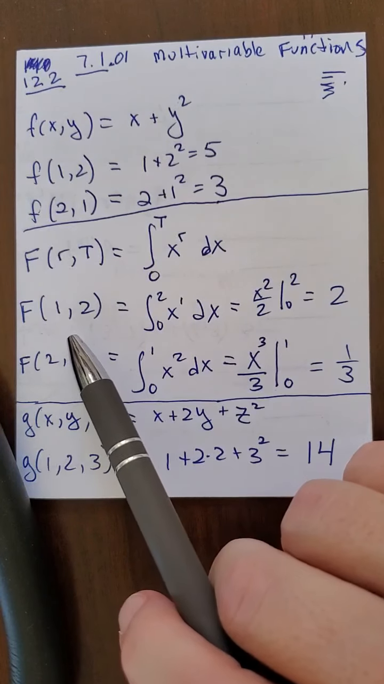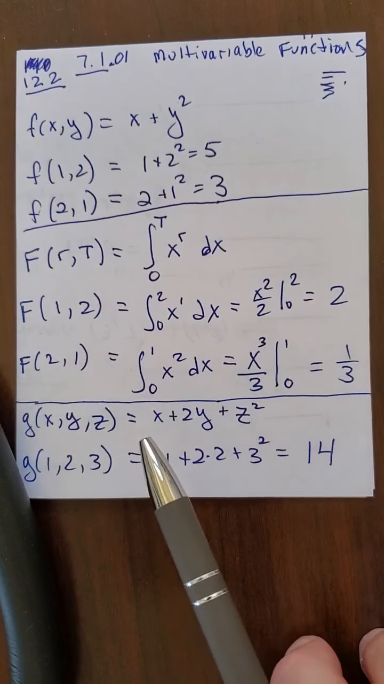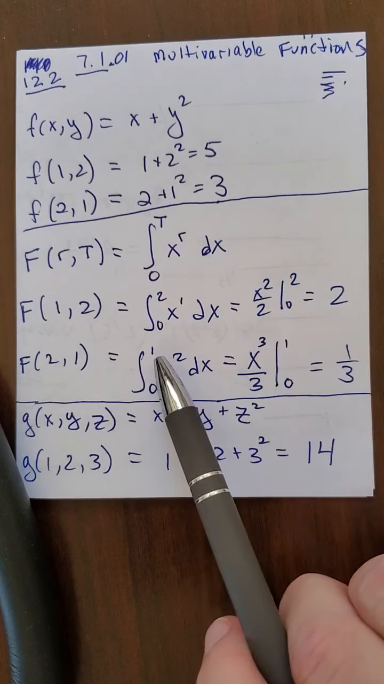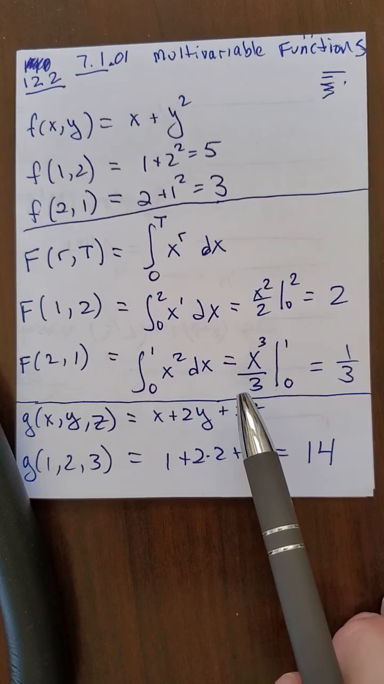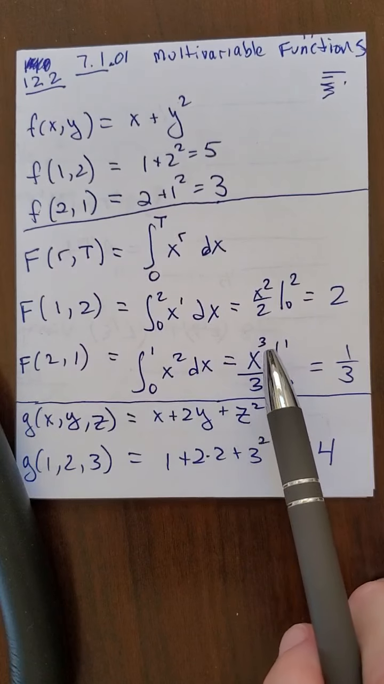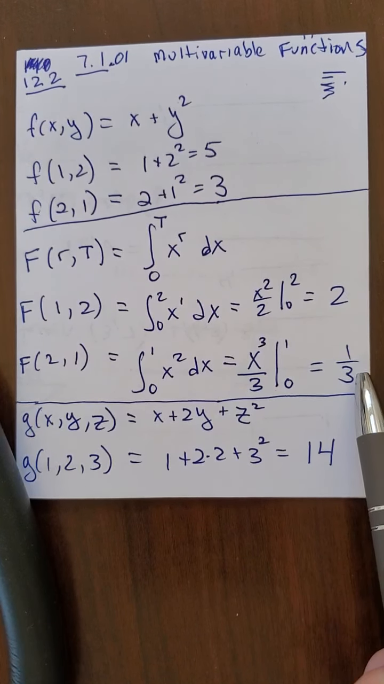If I switch the r and the t, if I switch it to 2 comma 1, now it becomes the integral from 0 to 1 of x squared dx. And now the integral of x squared, as you know, is x cubed over 3. We're evaluating between 0 and 1, so our final answer is 1/3.